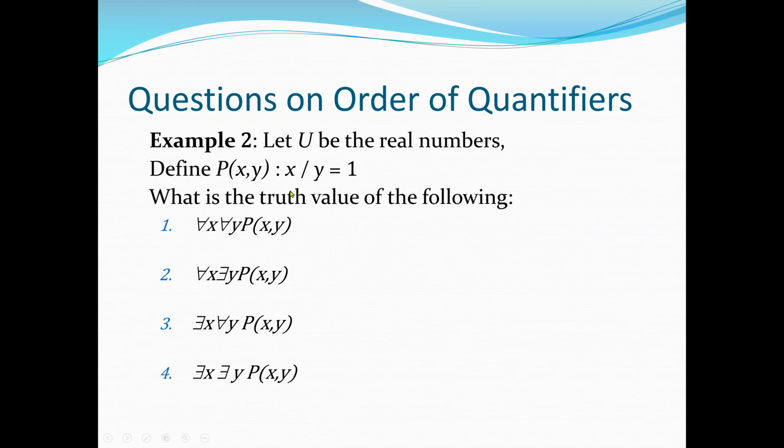Now we have another condition here. Again, our U will be any real numbers. We have x divided by y equals 1. So this concept is almost the same as the previous one. What is the truth value of the following? Whether it's false or true, for all x, for all y, P(x, y), this will not be true, because I can have 10 divided by 2 is 5, not 1. So here we say every x value and every y value, when you divide x by y, you get 1, and that's false.